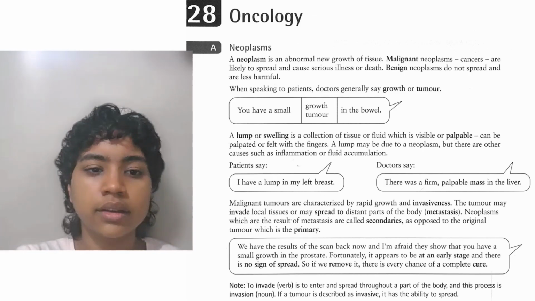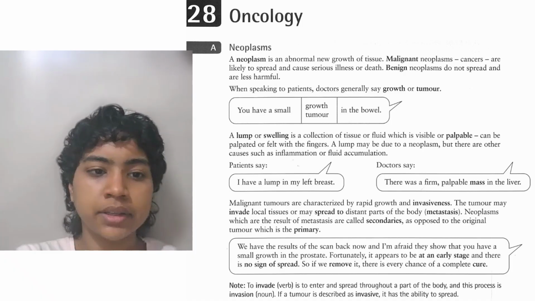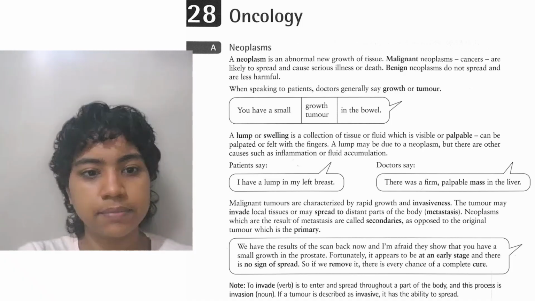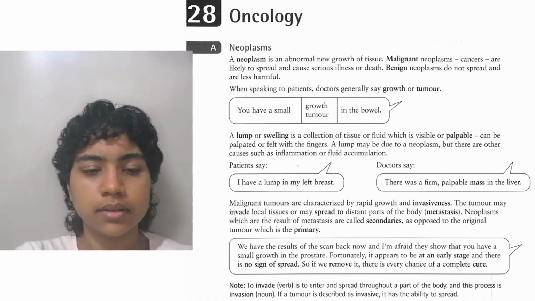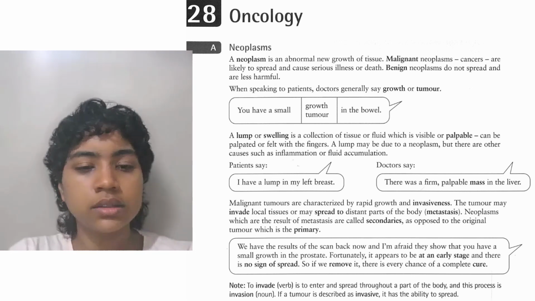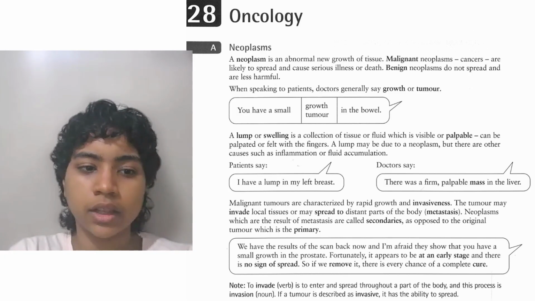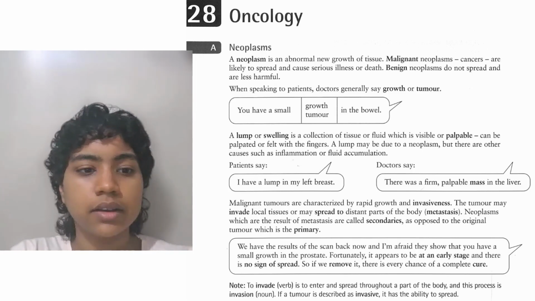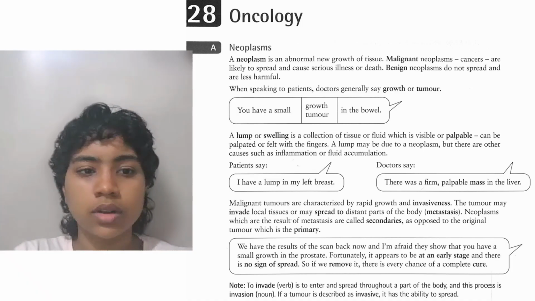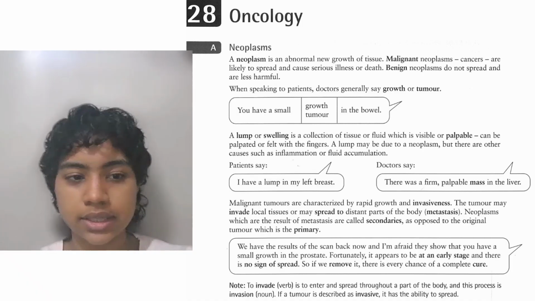Malignant tumors are characterized by rapid growth and invasiveness. The tumor may invade local tissues or may spread to distant parts of the body. Metastasis. Neoplasms which are the result of metastasis are called secondaries, as opposed to the original tumor, which is the primary.